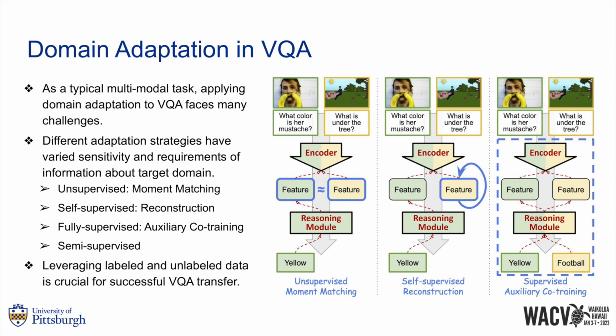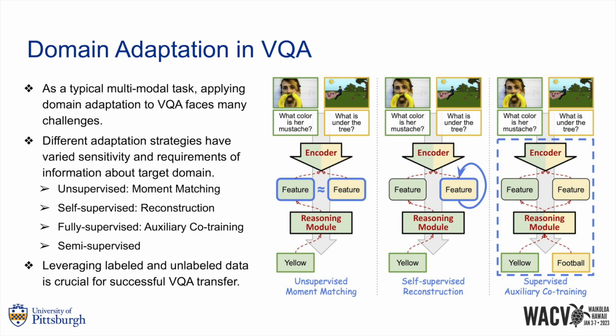Various domain adaptation strategies have been proposed to mitigate the issue, but in this multimodality setting, there also exist many challenges. Specifically, different adaptation strategies have varied sensitivity and requirements of information about the target domain. Domain discrepancy-based approaches like moment matching don't require any answers and only focus on matching the intermediate feature statistics from target to source. Usually, only the encoder part will be affected. For self-supervised reconstruction, it aims at recovering the masked token, thus producing a more robust representation. For supervised auxiliary co-training, the adaptation applies to the entire pipeline.